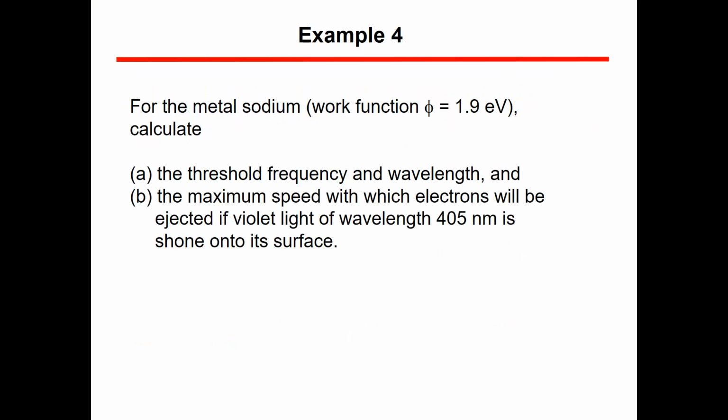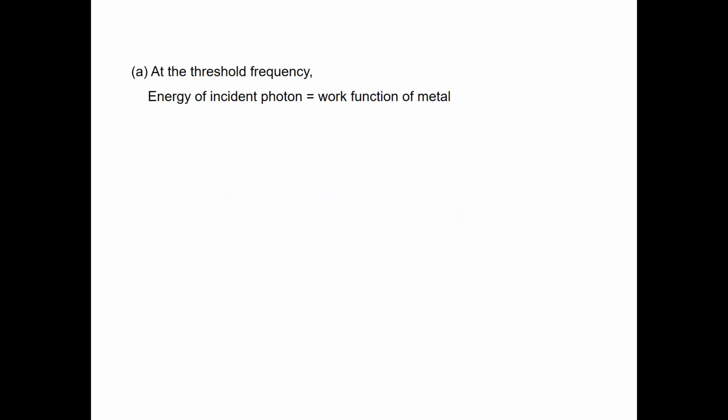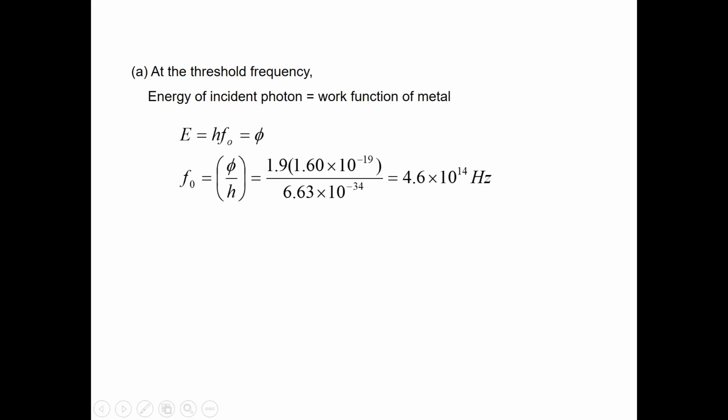Right, example 4. For the metal sodium, calculate A, the threshold frequency, and B, the maximum speed at which electrons will be ejected if a wavelength of 405 nanometers is shone on the surface. Let's try. Threshold frequency. The energy of the photon must then become the work function. The energy of the electron is 0. So E equals h f naught equals 5. You rearrange, you get the threshold frequency of the metal.